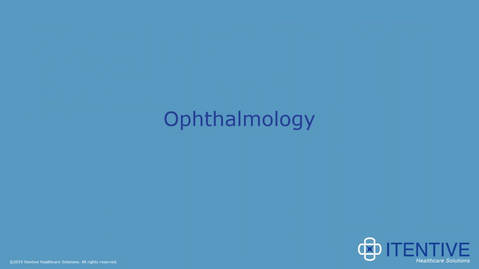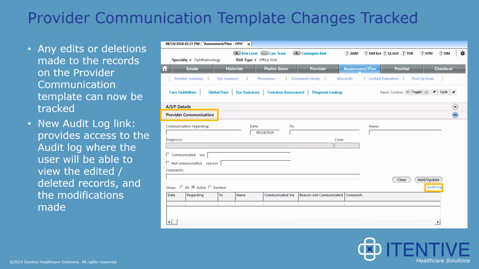Moving on to ophthalmology, this has been given a little bit of a facelift. So any edits or deletions made to the records or the provider communication template can now be tracked. So when the provider communication template changes, the new audit log link provides access to the audit log where the user will be able to view the edited, deleted records and the modifications made.